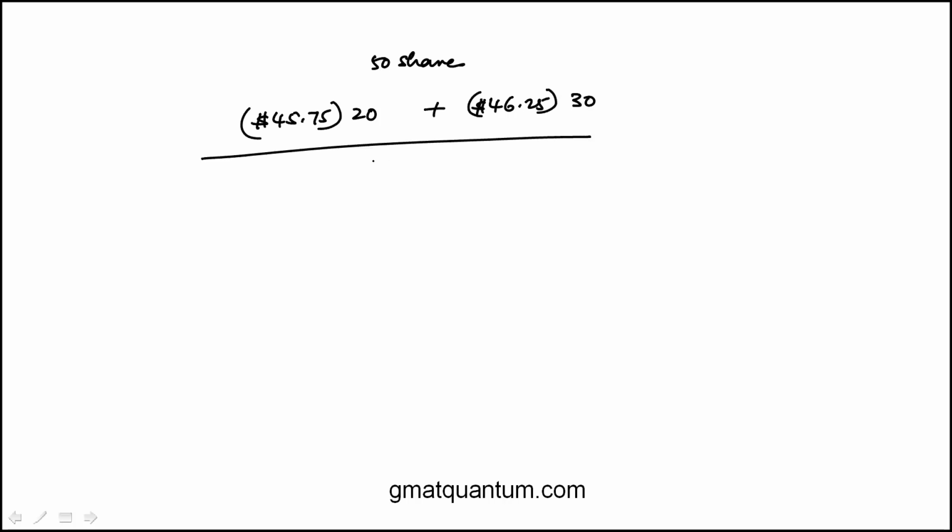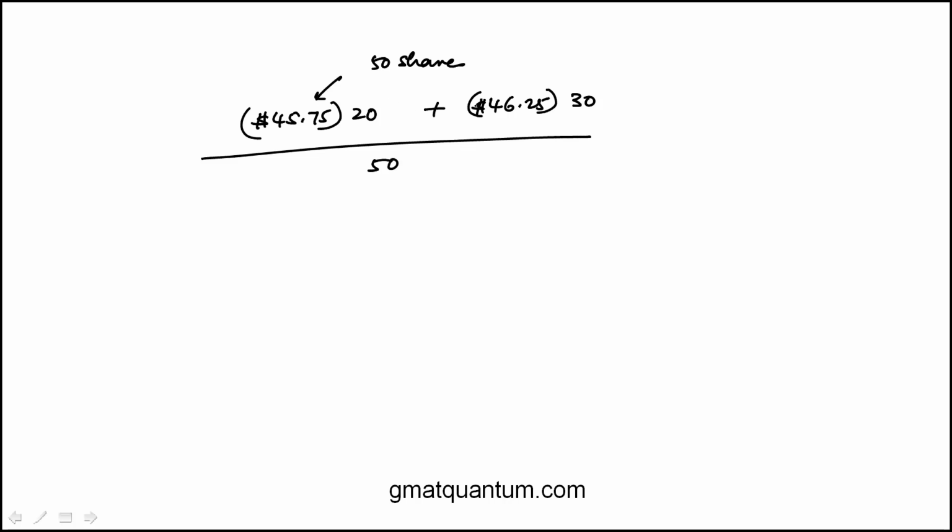So here we have to find the average price that this investor paid for 50 shares. The total amount he spent for the first batch would be the price of each share times 20. And for the second batch, it would be the price of each share, the average, times the number of shares. If I divide this by 50, that's the average I'm looking for.